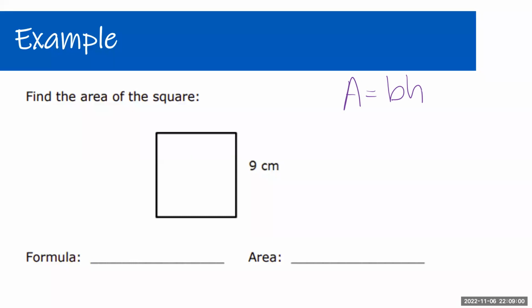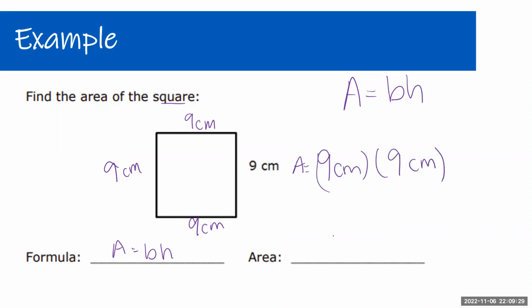So for this example, we want to find the area of the square. Now we know that it's a square, so we know that all of our sides are equal. So we also know that this is 9 centimeters, this is 9 centimeters, and this has to be 9 centimeters, okay? Remember that our area is just our base times our height. So our base is that 9 centimeters and our height is 9 centimeters. So our area is just going to be 9 centimeters times 9 centimeters, which is going to give us 81 centimeters squared. So remember that we're going to have that square going on here.